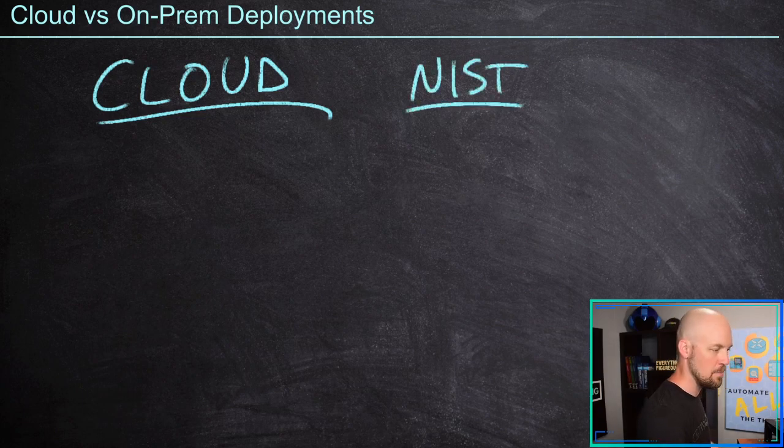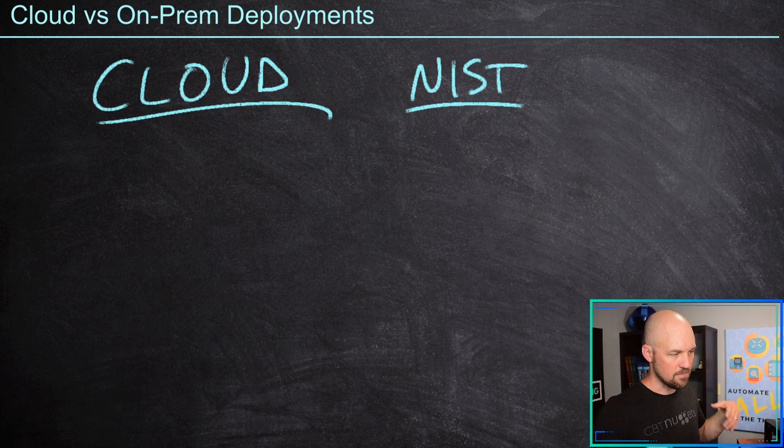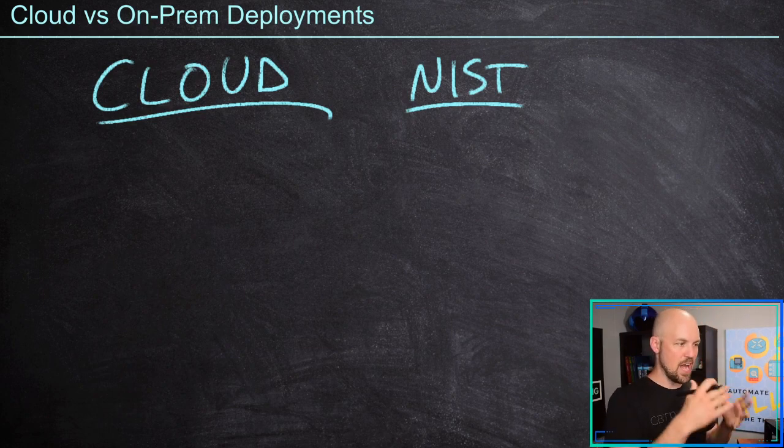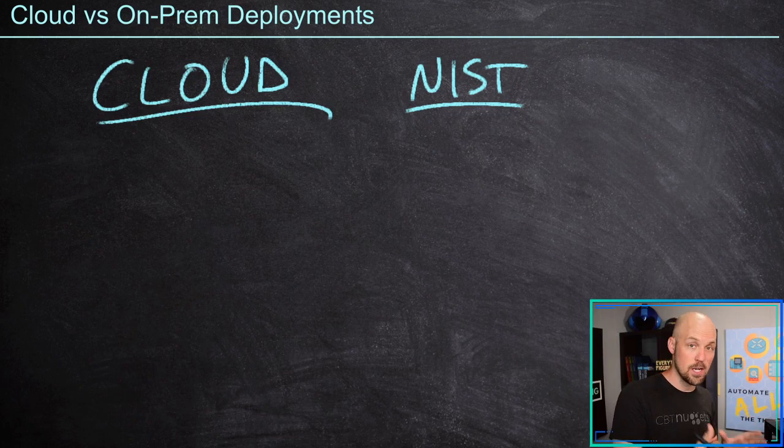NIST is an American organization, the National Institute of Standards and Technology. They like to define standards within the world of technology. Even though it's an American institution, they created a definition of what the cloud is that is used pretty much worldwide. It's a pretty good set of definitions.